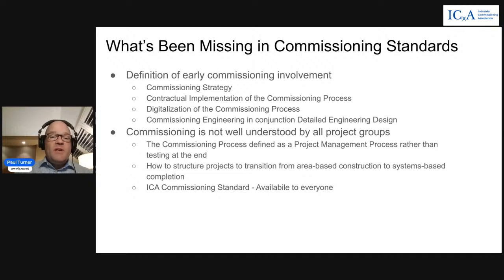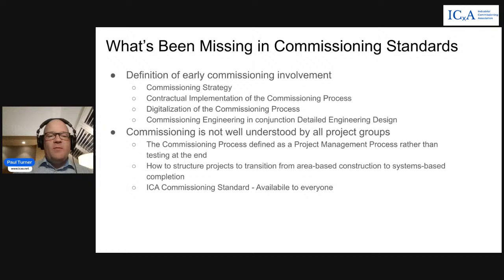The commissioning process is really a project management process rather than a testing process at the end of projects. And the commissioning process needs to be enacted early in projects to structure the project in a way, with those project management processes, to set it up for success later at the end of projects. And when commissioning is viewed only as testing at the end, then you're missing all the project management aspects that are required to set commissioning up for success.